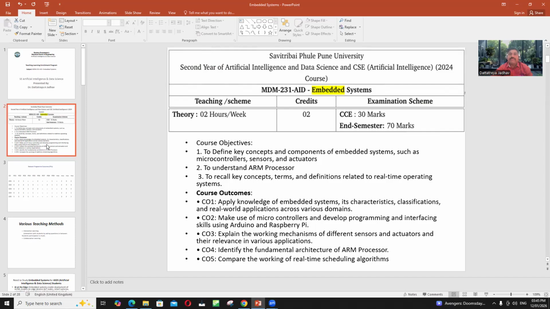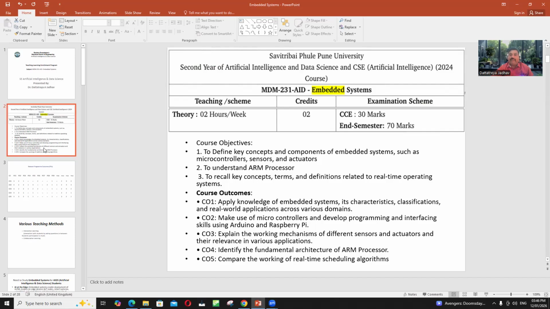Actually, practical sessions are not allocated, but we have to learn this subject with a practical orientation also. So you know the Arduino concept, the microcontroller concept, the Raspberry Pi concept, and do some programming related to that. Then explain the working mechanism of different sensors and actuators, and how they are relevant in various applications.